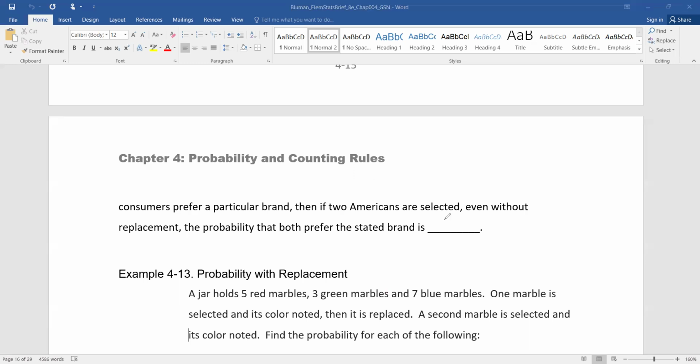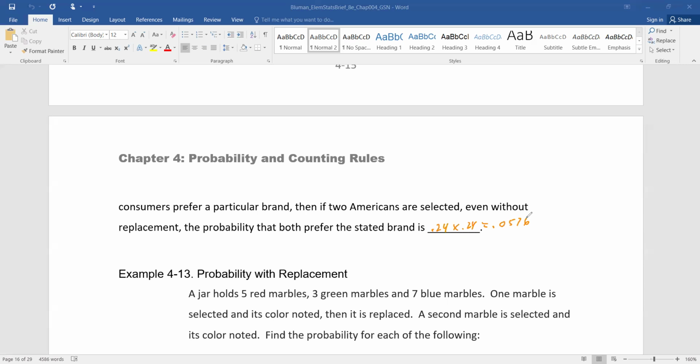Meaning all I would have to do is multiply the two. So I would go 0.24 times 0.24, and we'll just come over here. So 0.24 times 0.24 gives me 0.0576. So meaning if I wanted to randomly select two Americans that like this brand, and it doesn't matter if I don't replace them, I have a 5.76% chance that I would select two people that like that brand.